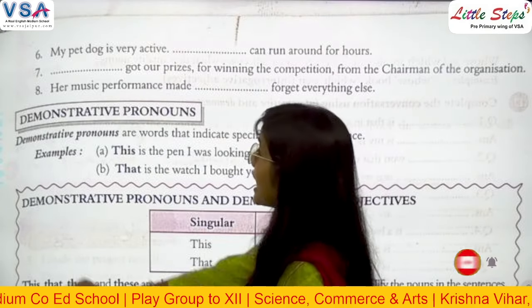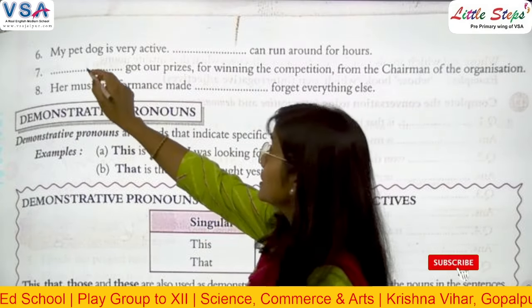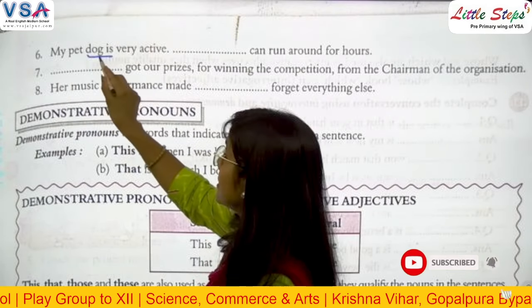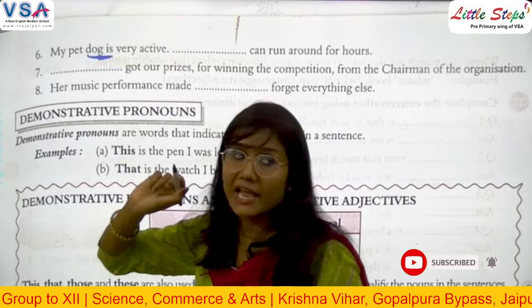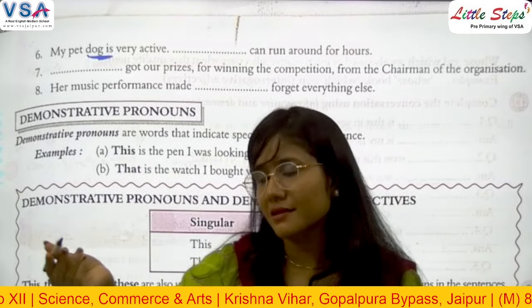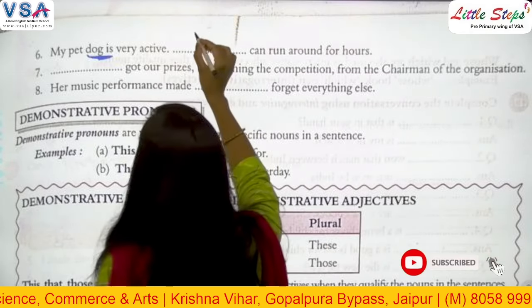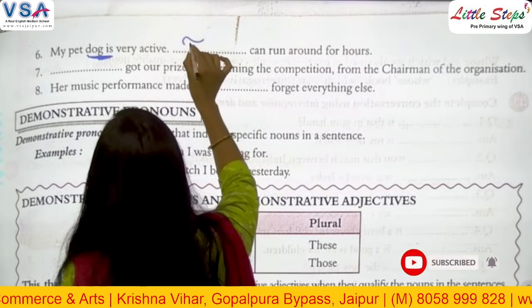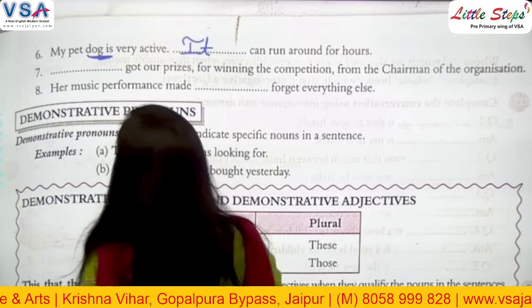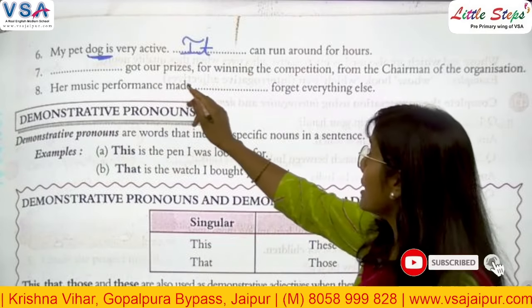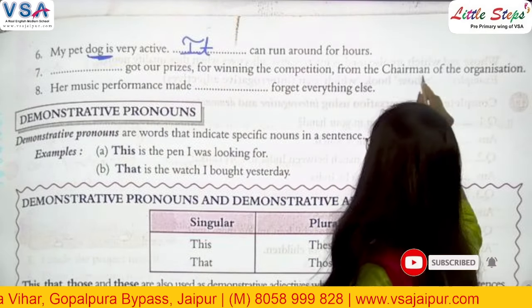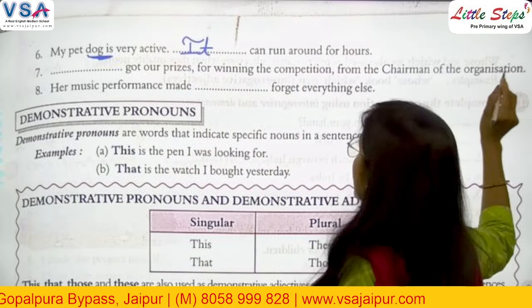Now more. My pet dog is very active. You can see this is talking about the dog. And what do we use for dog? Very good. Now there is a full stop, so we will make the capital I. It. Now got our prizes for winning the competition from the chairman of the organization.